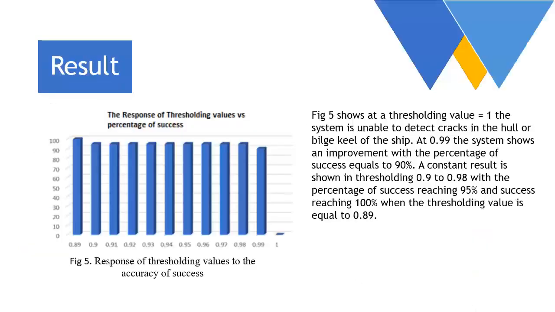We are applying some testing scheme by changing the thresholding values. Figure 5 shows that at a thresholding value equal to 1, the system is unable to detect cracks in the hull or build skill of the ship. At 0.99, the system shows an improvement, with the percentage of success equals to 90%. A constant result is shown in thresholding 0.9 to 0.98, with the percentage of success reaching 95%, and success reaching 100% when the thresholding value is equal to 0.89.